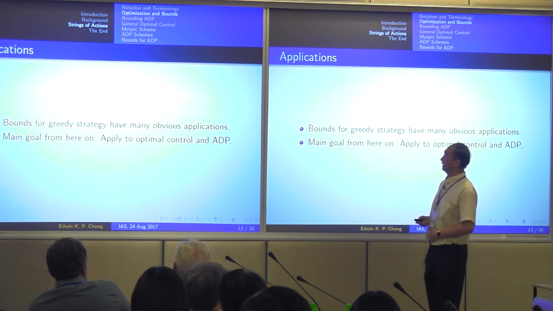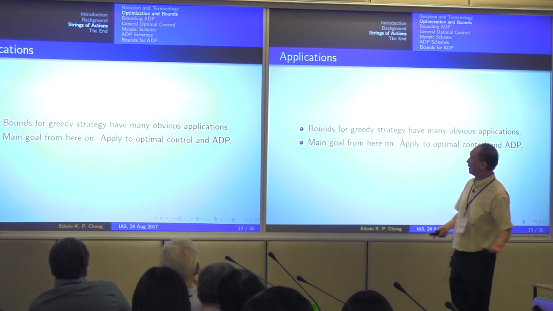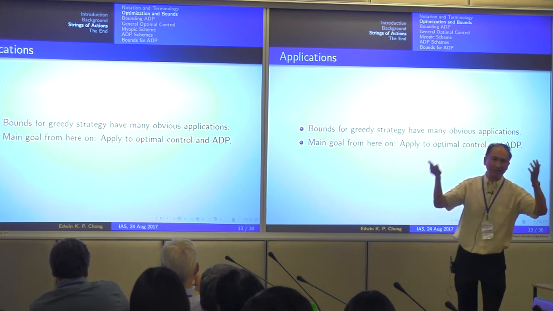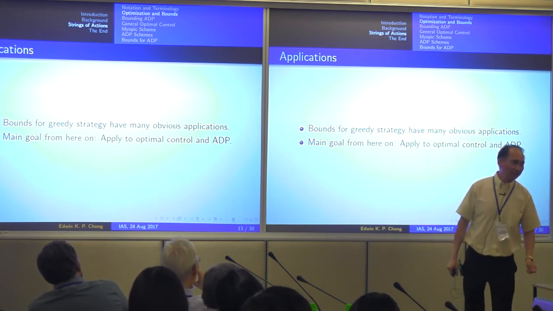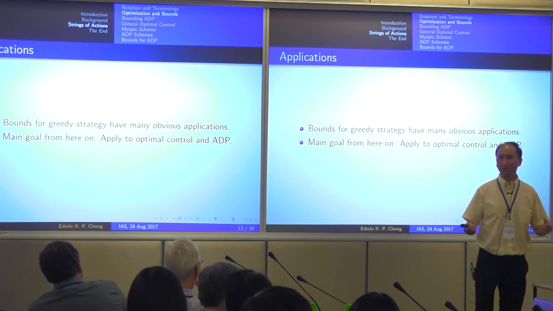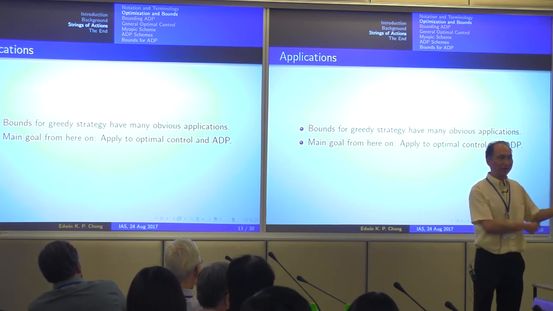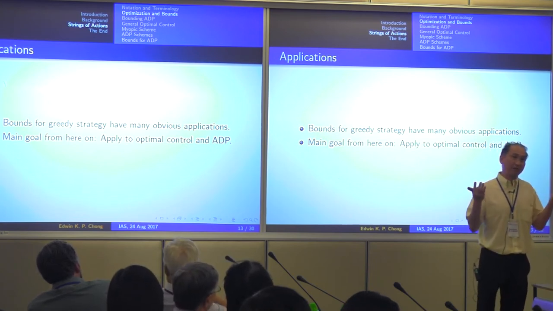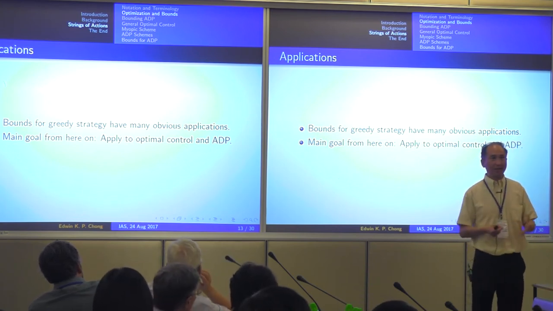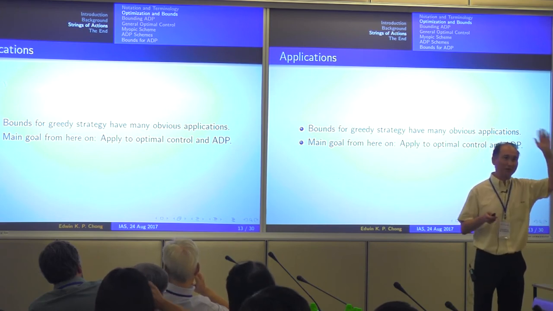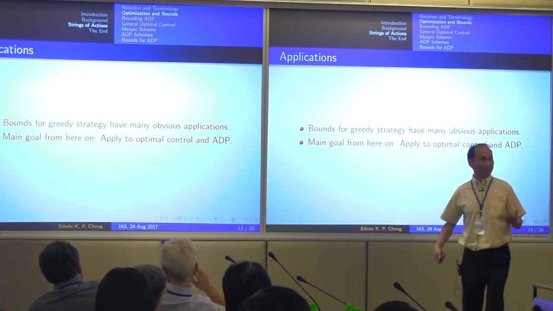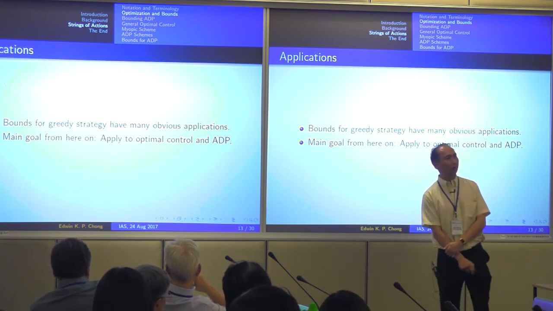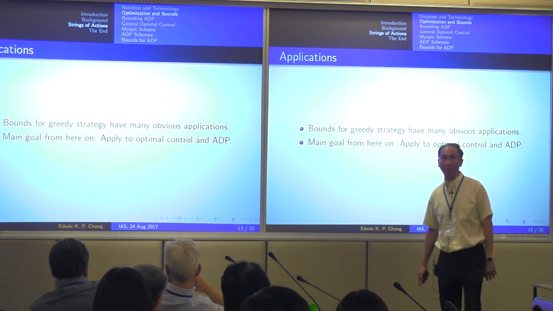OK. Now, of course, bounds for the greedy strategy have many obvious applications. I walk around, especially in OR conferences, and most of the talks given are on, hey, look, I have a new algorithm for this, I have a new algorithm for that. And almost all of them are at least recognizable to someone like me as a greedy strategy with respect to some function. That's not so surprising, right? So you can try and use these bounds for algorithms like that, even though it's not common to do.